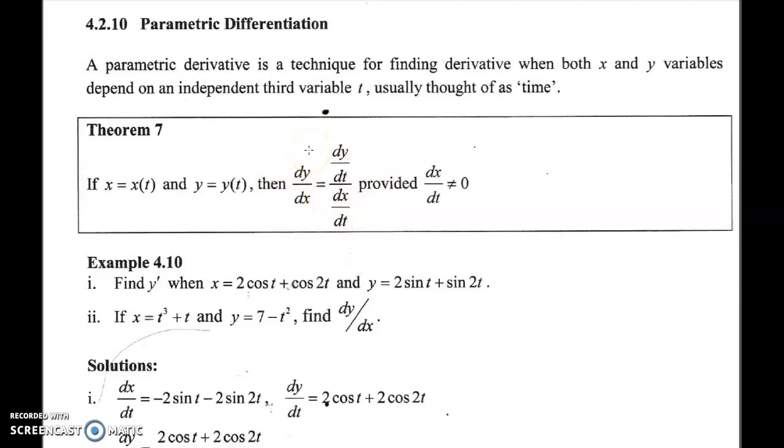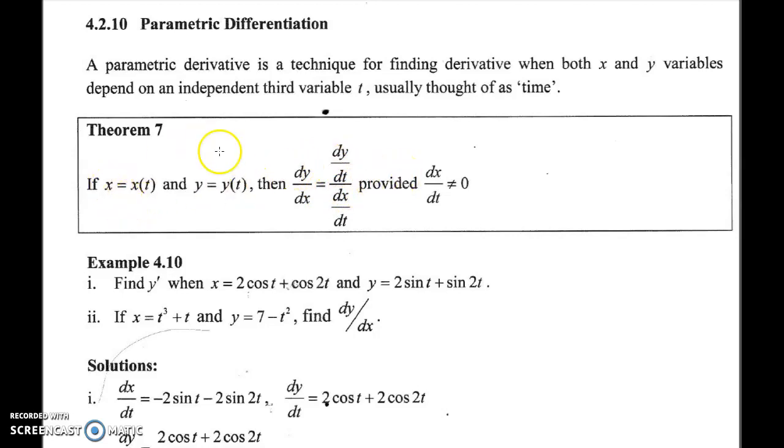Remember that previously we learned one formula that, if we change a bit, we will have the same formula. It is known as the chain rule. If we move the denominator up, you will get dy over dt times dt over dx. That is the chain rule. But for you to apply the chain rule to solve this problem, we might encounter some situations.